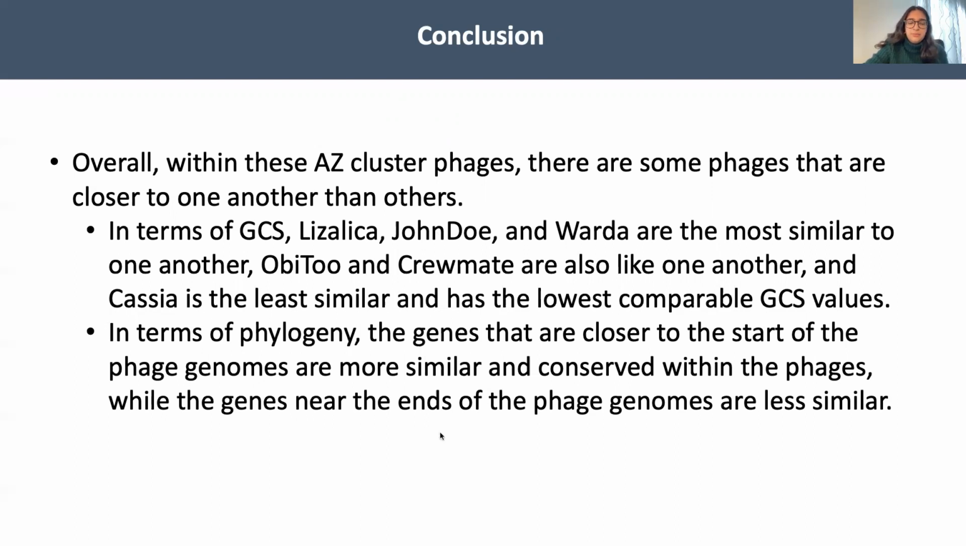In terms of phylogeny, the genes that are closer to the start of the phage genomes are more similar and conserved within the phages, while the genes closer to the end of the phage genomes are less similar. This is something that we noticed based on the Phamerator reports and the phylogenetic tree values that we obtained from our data.